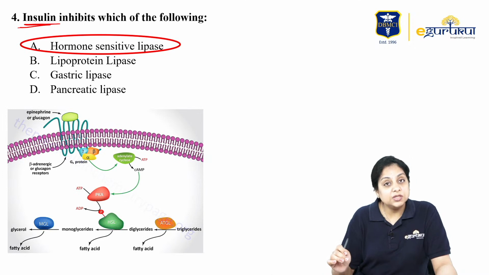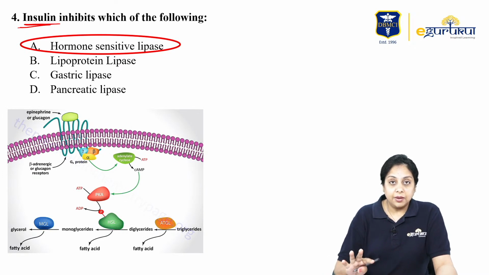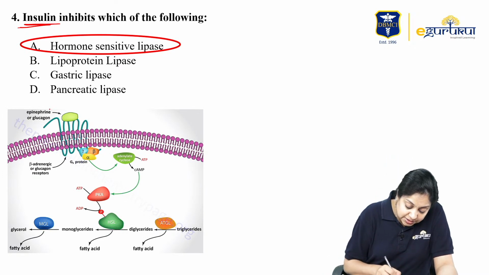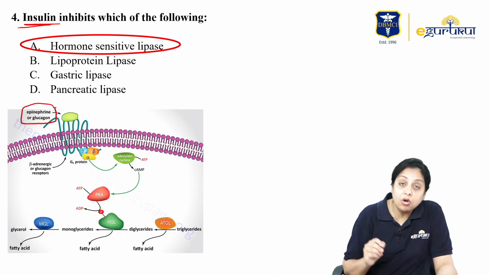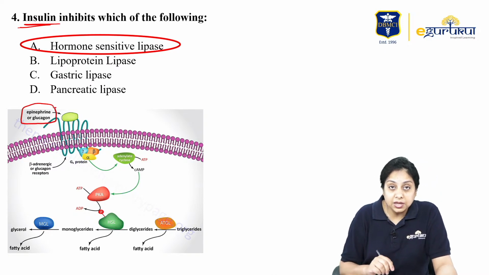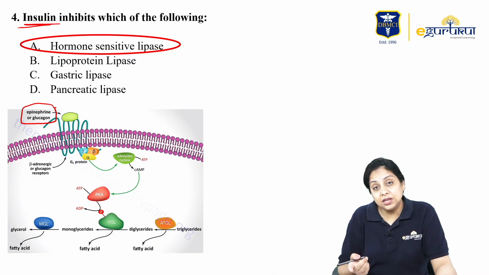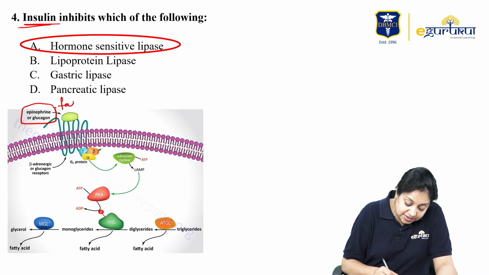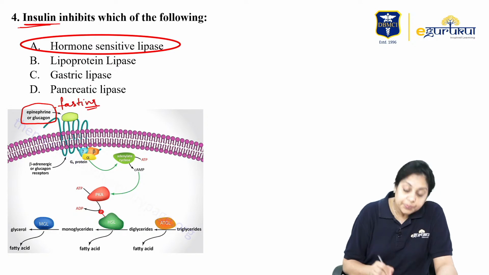Choice is hormone sensitive lipase. This is the figure I have used in the class. What is this telling you? The epinephrine or glucagon. We are not talking about insulin here, right? Insulin is released when the system is in the fed state. But here we are talking about the fasting state, opposite to it, okay?